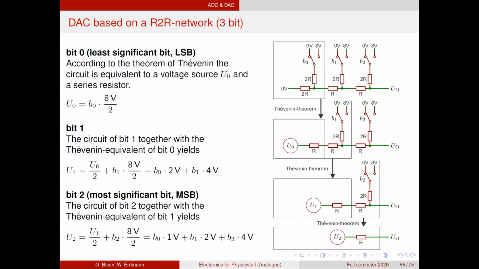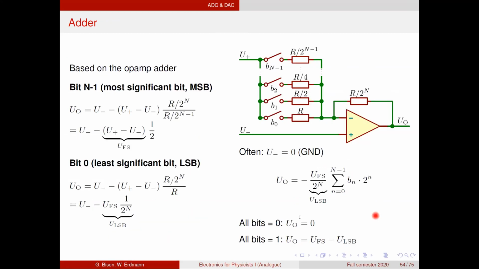Okay, this has the large advantage that we do not need exponentially many components. If we go from 8 bits to 10 bits, we simply have to add 2 resistors here and not go from 256 to 1024 components, like 4 times more effort. And this, of course, is a significant advantage of this method, that we can get to a higher resolution without building millions of components into our system.